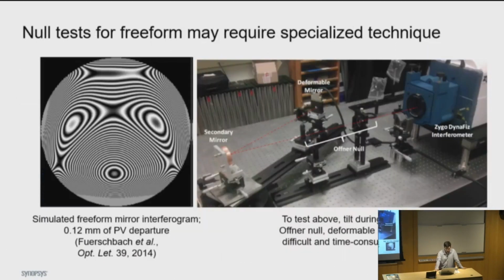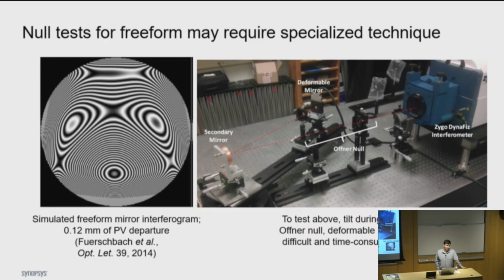That being said, challenges still remain, and one of those challenges is the fact that null tests for freeform surfaces are going to potentially be more complicated, and require more specialized equipment and technology than for your traditional optics. So here on the left-hand side is a simulated freeform interferogram for mirror 2 of the telescope Pathfinder 1. Pathfinder 1 was shown on the previous slide. It's also shown here in the bottom right. That simulated interferogram corresponds to about 120 microns of PV sag departure.